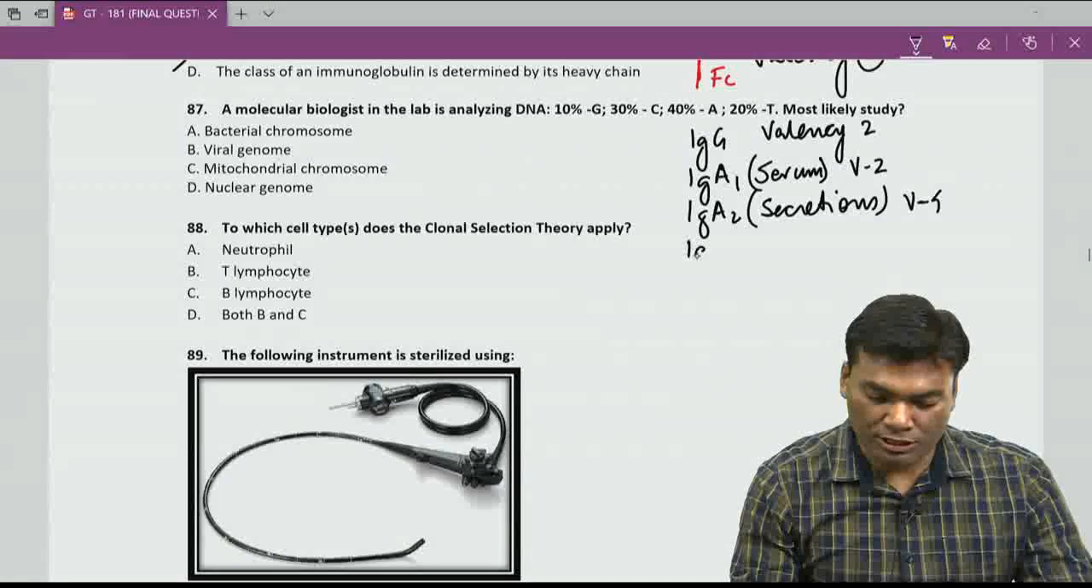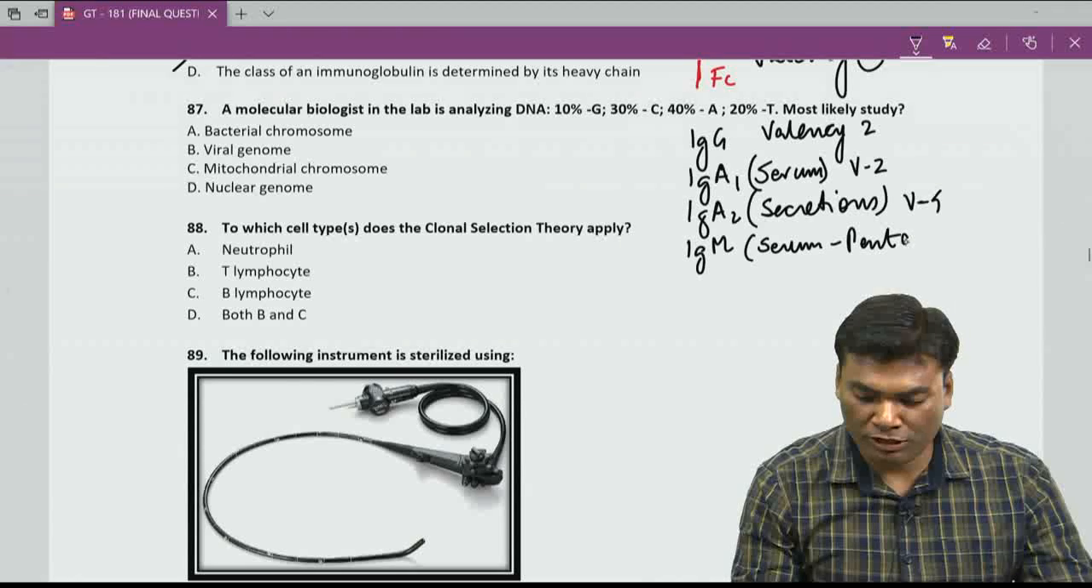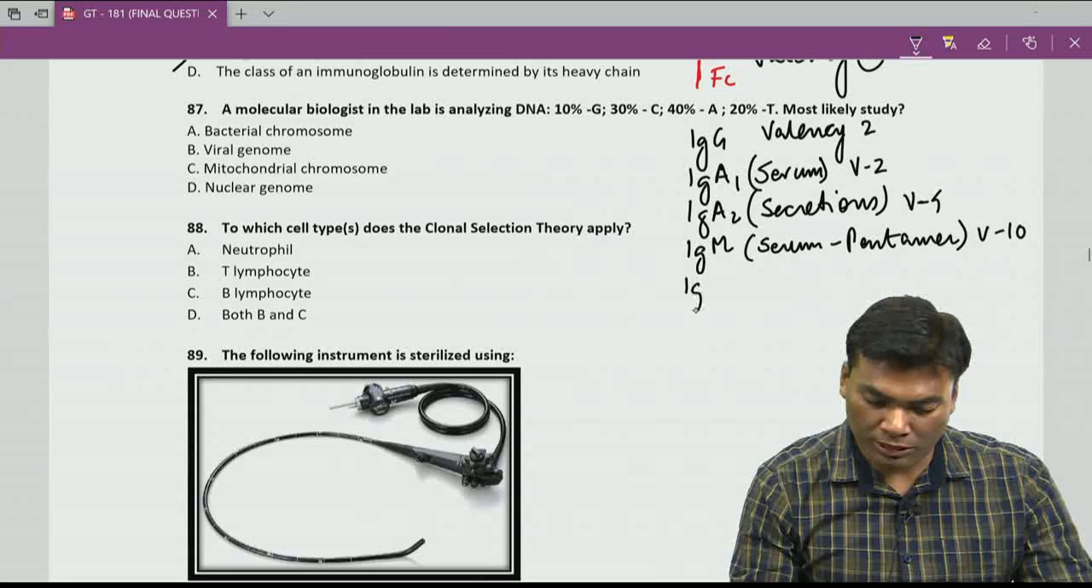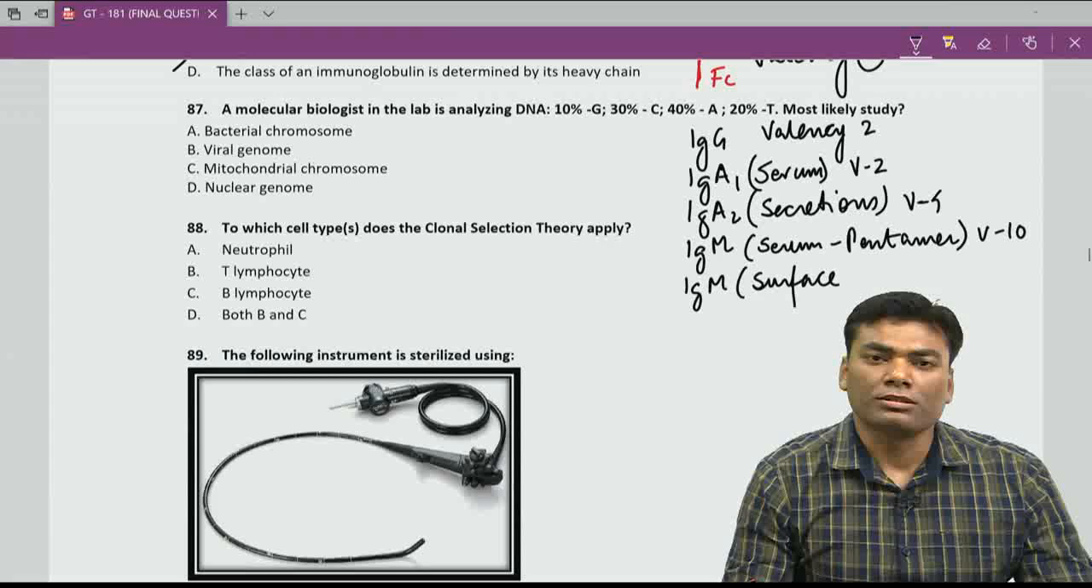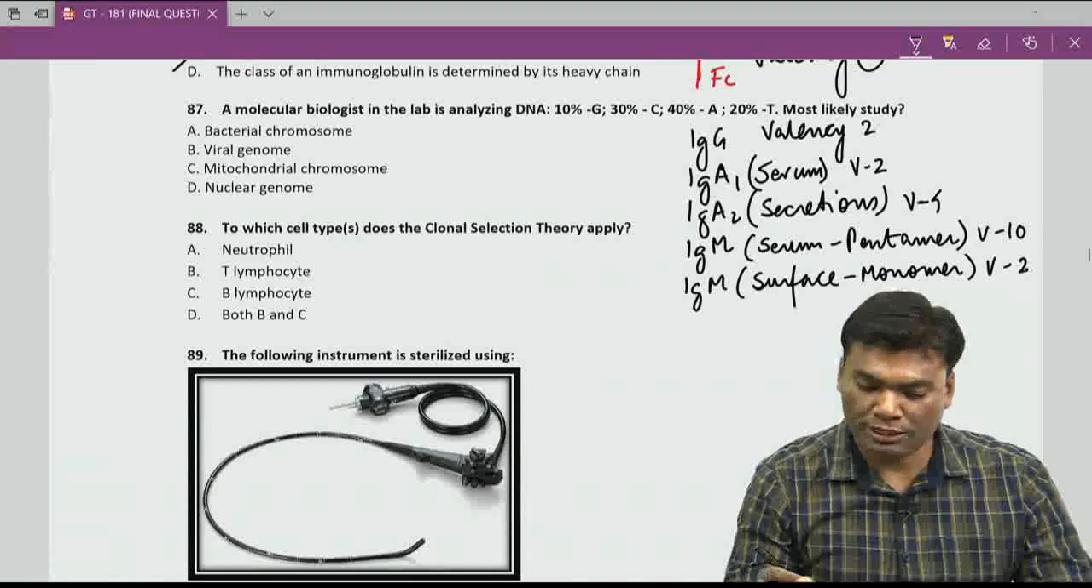Now let's see IgM. IgM is a pentamer. We have got two types of IgM also. The IgM which is present in serum is a pentamer, and pentamer means that the valency will be 10. Whereas we also have an IgM which is present on the surface of B cells. This is a monomer, right? So the valency will be 2 again.